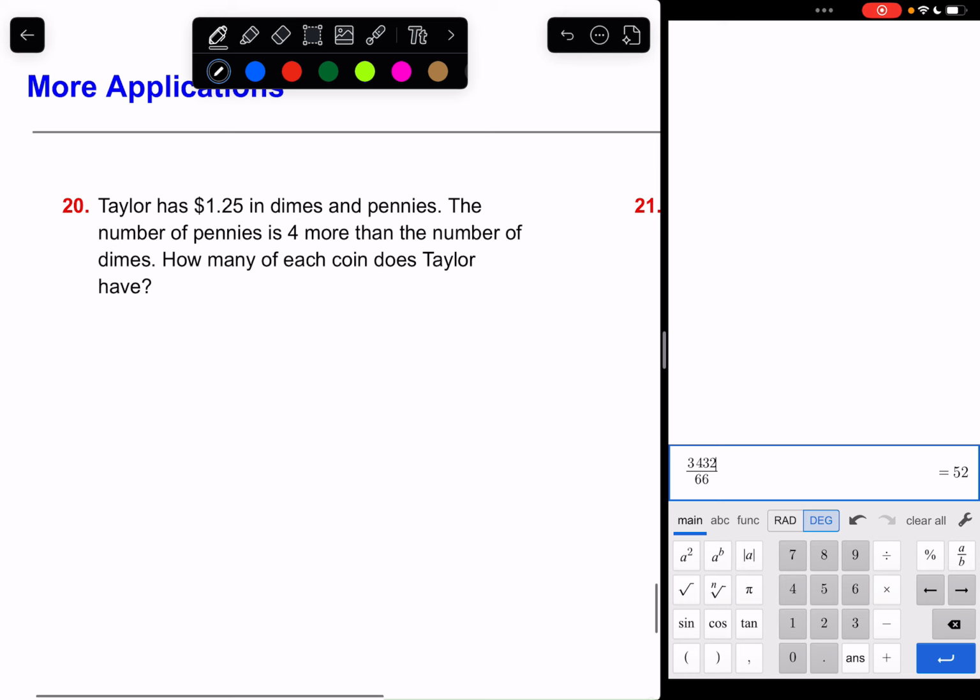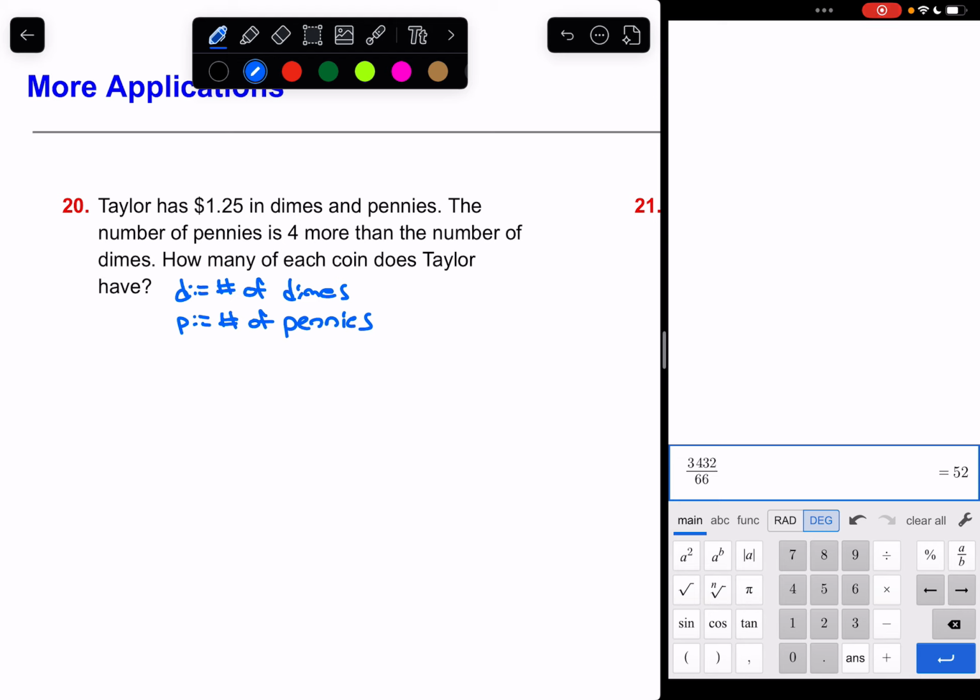Number 20. Taylor has $1.25 in dimes and pennies. The number of pennies is 4 more than the number of dimes. How many of each coin does Taylor have? So in this case, we are not just looking for the number of pennies or the number of dimes. We're trying to find both. So what we're going to do is say that D is equal to the number of dimes, and that P is equal to the number of pennies.